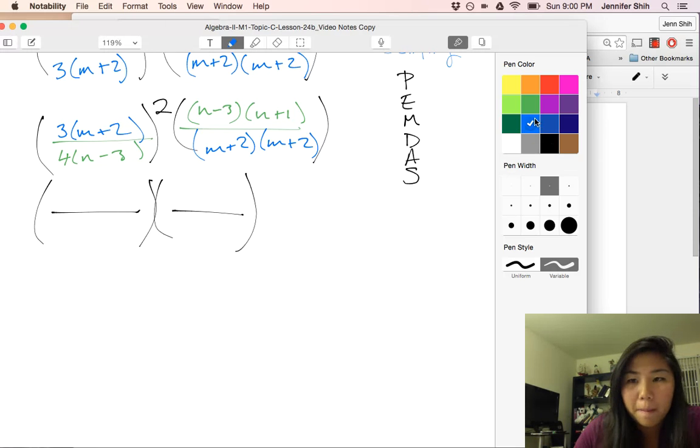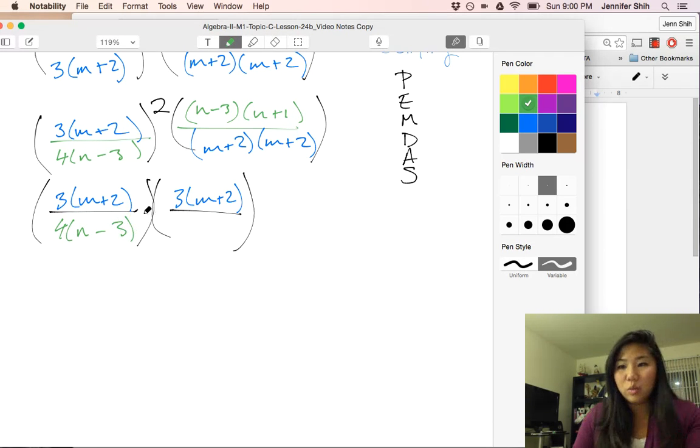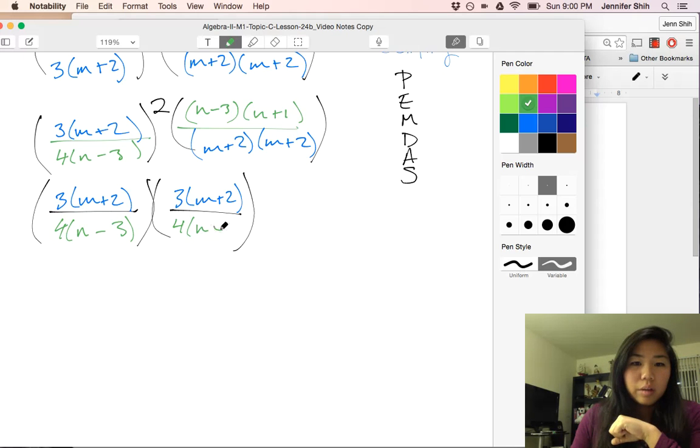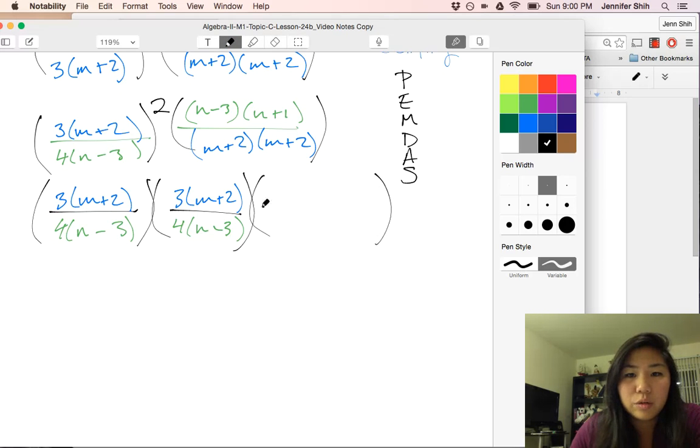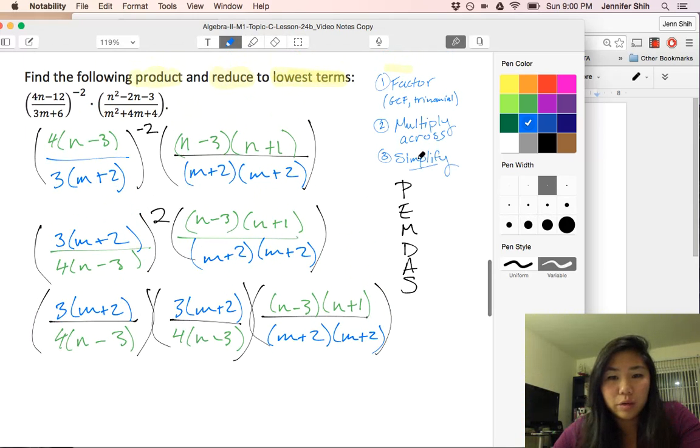Let me draw on some bars here. 3 over n plus 2, 3 over n plus 2. This is using your prior knowledge. You know that something squared is just the same thing twice. Okay. So now we took care of that too, and we're going to copy down the rest of this factor over here. Okay. Now, part of our rules, we factored, we multiplied across. Did we multiply across yet? We're going to do that. So let's multiply across and simplify.